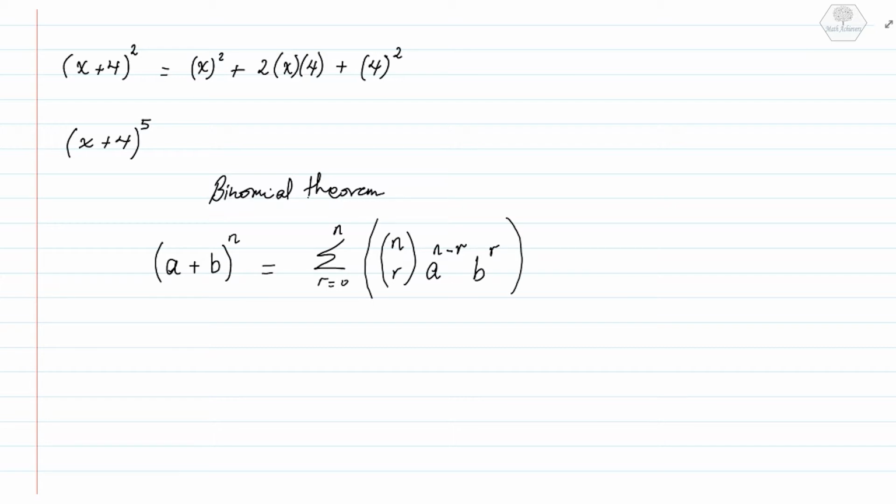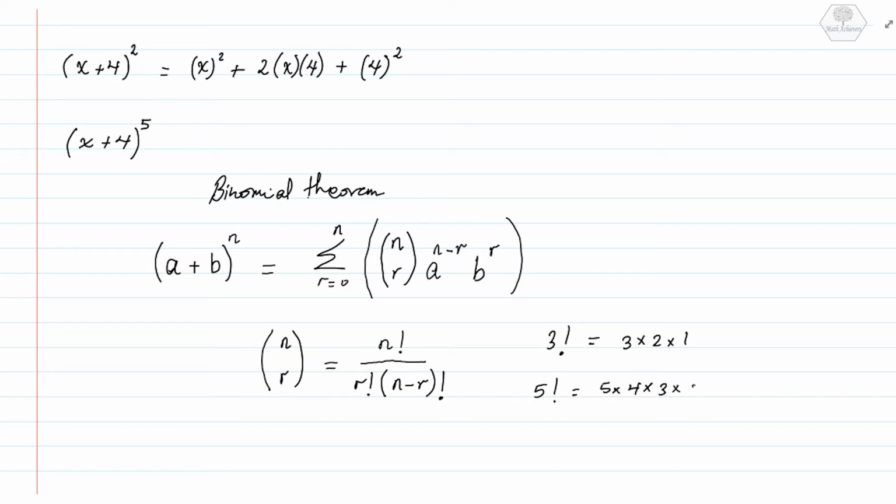This formula, honestly, looks complicated, but once we explain it further and take examples, it's gonna be so easy. So this is how I can expand any expression. To find the value of n combination r, it's equal to n factorial over r factorial times (n minus r) factorial. Factorial means, for example, 3 factorial is 3 times 2 times 1. 5 factorial is 5 times 4 times 3 times 2 times 1.